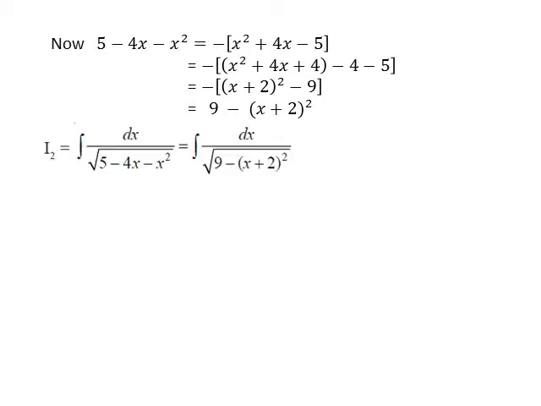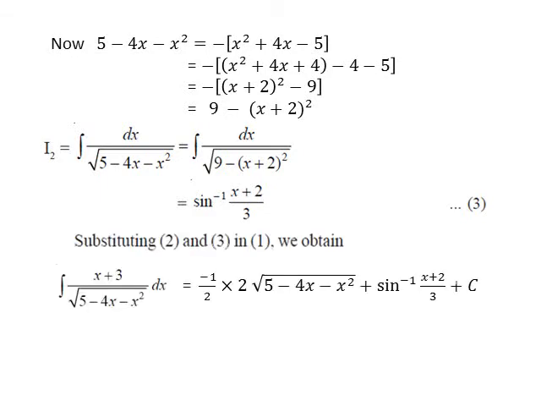Therefore, I2 equals to integral of 1 upon square root of 9 minus x plus 2 whole square with respect to x. Now apply the formula integral of 1 upon square root of a square minus x square with respect to x equals to sine inverse x by a. In place of a, we have 3, and in place of x, we have x plus 2. So we get I2 equals to sine inverse x plus 2 by 3. Marked it number 3. Substitute 2 and 3 in equation number 1. Simplify it as shown.